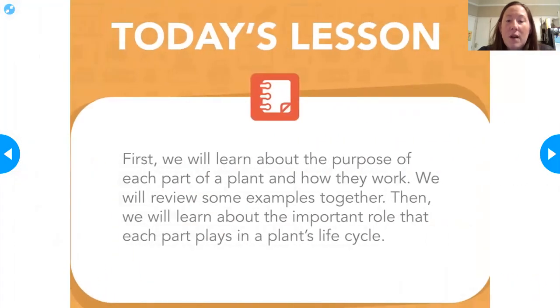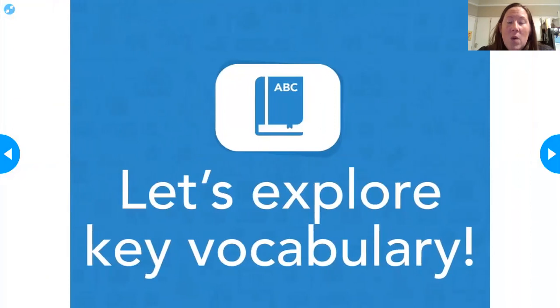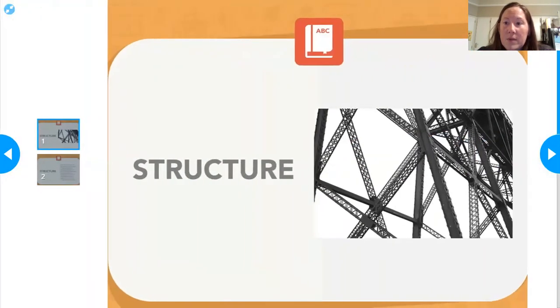So to start, we need to learn about the purpose of each part of a plant and how they work. We're going to review some examples together, and then we're going to learn about the important role that each part plays in a plant's life cycle. And this is going to be over the course of the week. So specifically today, we're going to just work at looking at vocabulary. What do we need to know with plants to help us better understand the life cycle of a plant? So the first key vocabulary term is structure. So what does structure have to do with a plant? Well, let's take a look.